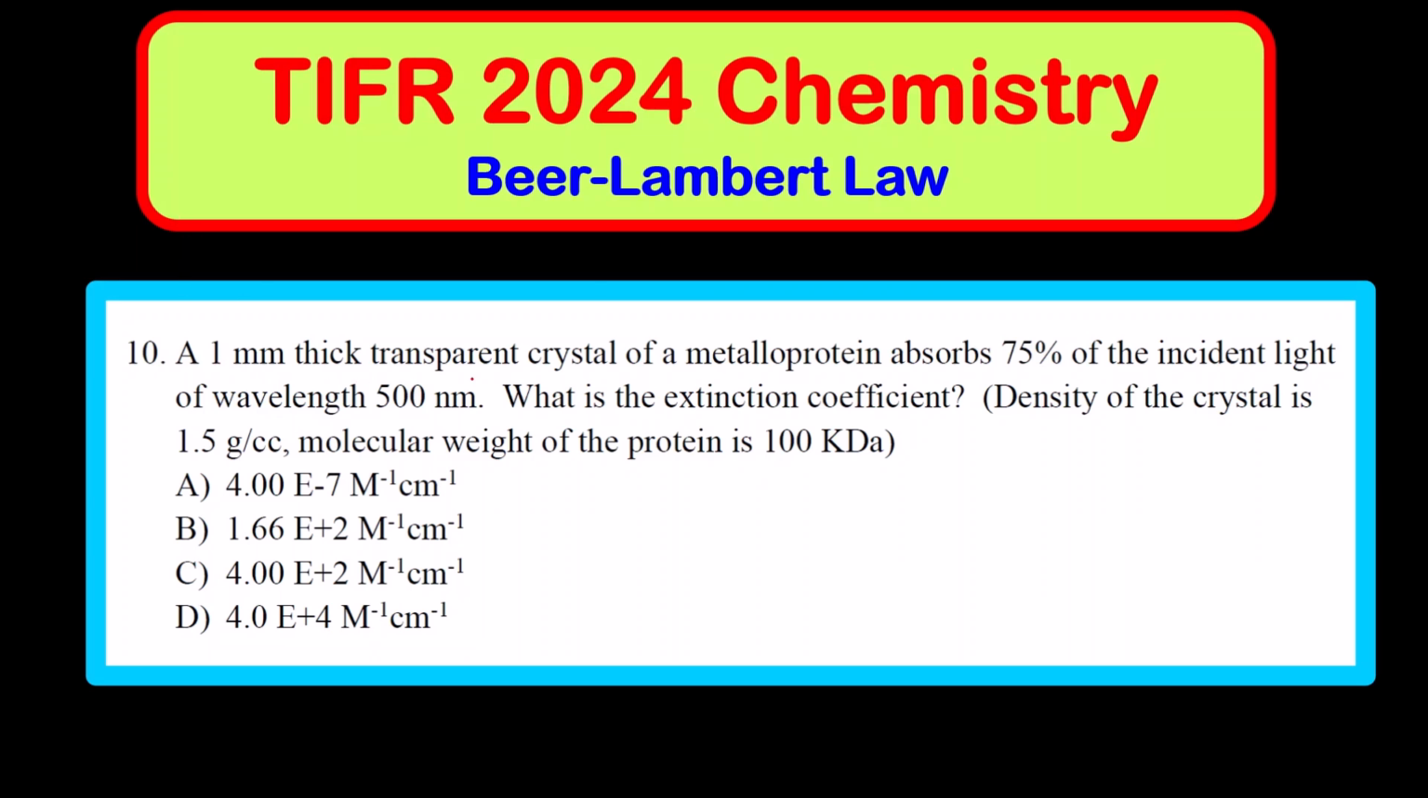A 1 millimeter thick transparent crystal of metalloprotein absorbs 75% of light of wavelength 500 nanometer. What is the extinction coefficient? Density is given and the molecular weight is given.